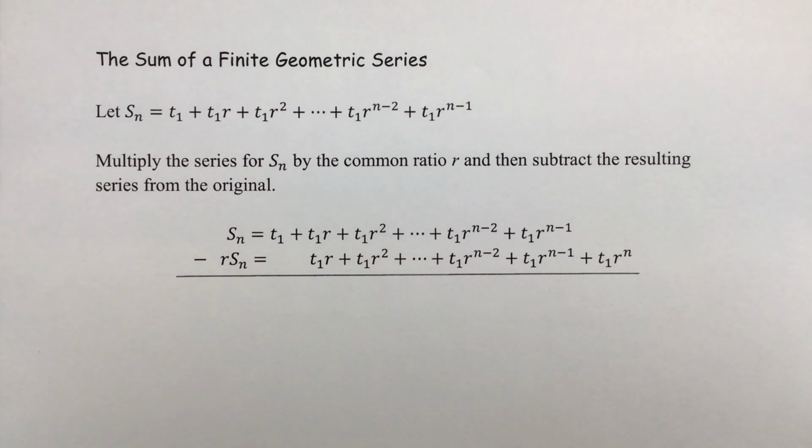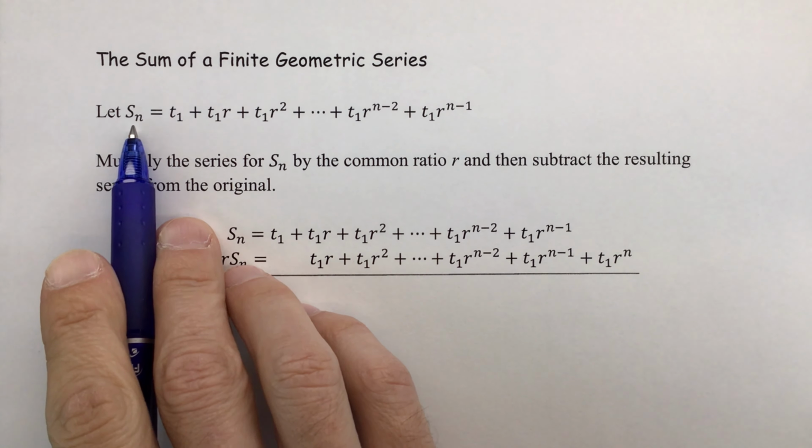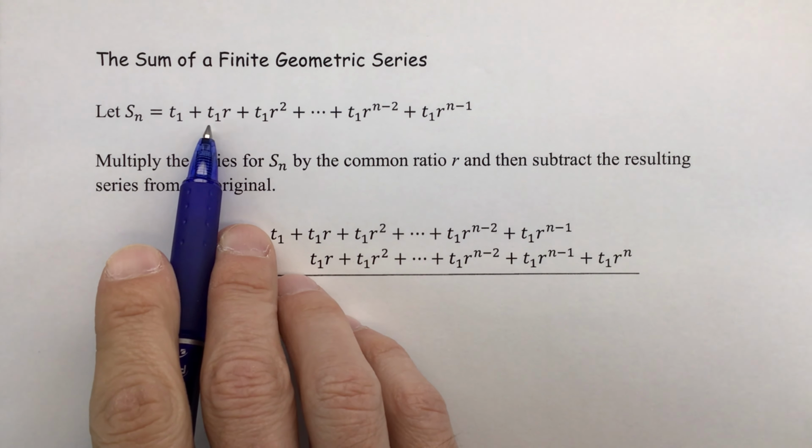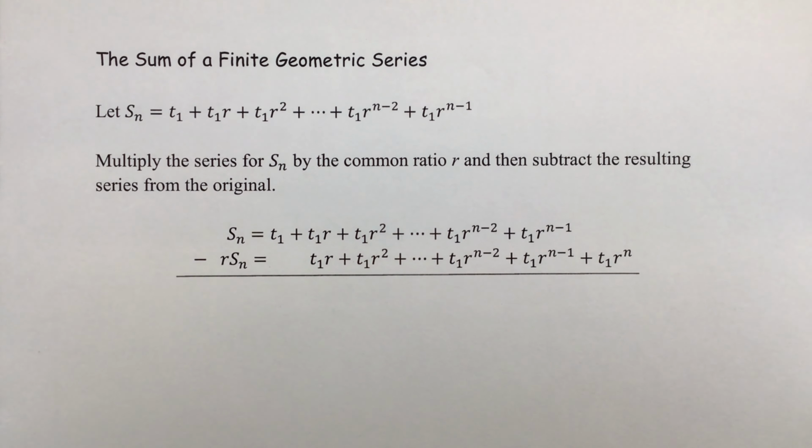All right, so let's go ahead and take a look at how we would write a formula to figure out the sum of a finite geometric series. Let's begin with an outline of how this might look. The sum of the series Sn would be equal to t1, your first term, plus t1 times r. Okay, remember you got that common ratio that you're going to multiply each of the terms by to produce the next one.